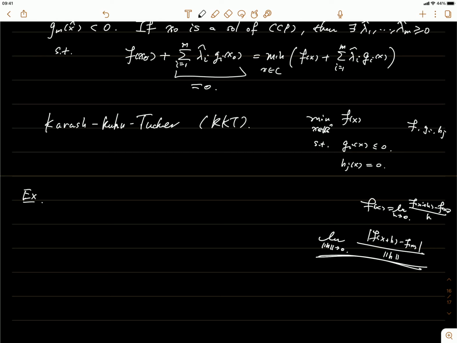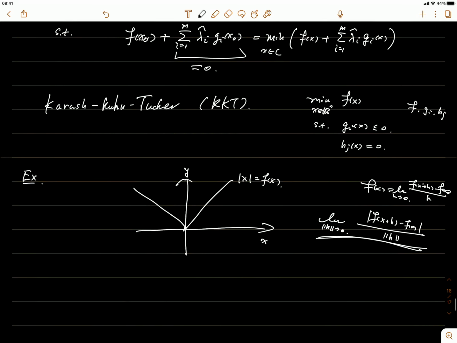Even in the R^n case, let's say we have a function. For example, remember this is x, this is y, and this is the absolute value of x. We define it to be the function f. You know that this kind of function is not differentiable. It's differentiable everywhere except at the origin, because the left derivative and right derivative are not equal. The left derivative is negative 1, the right derivative is positive 1.